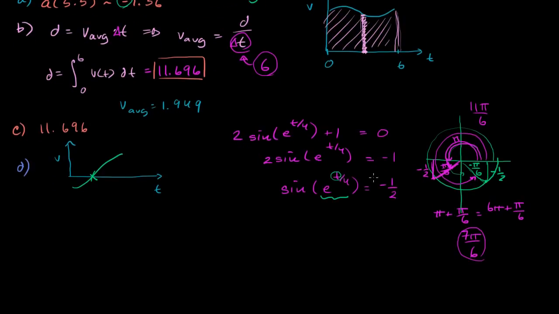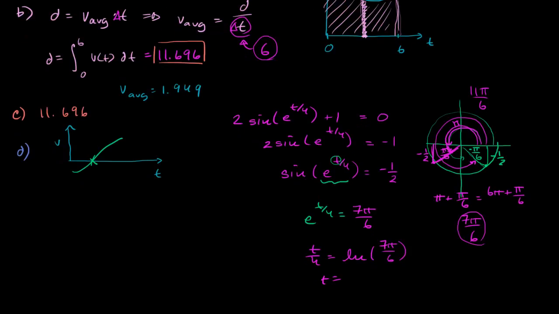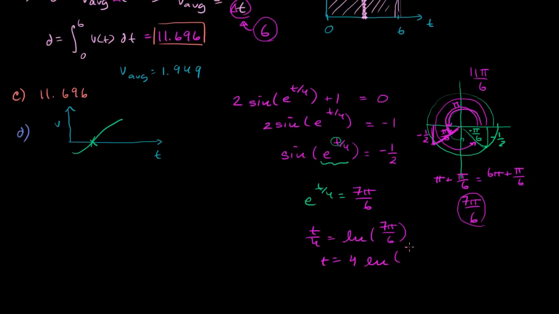So we could say, if sine of this business over here is equal to -1/2, then e to the t over 4 could be equal to 7 pi over 6, based on the logic we just did. And then, to solve for t, we could take the natural log of both sides. So t over 4 is equal to the natural log of 7 pi over 6, or t is equal to 4 times the natural log of 7 pi over 6. So hopefully this gives us a t that's inside of our interval. Let's try this out.